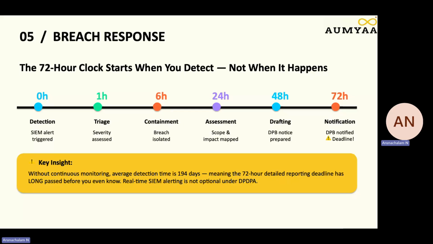Key insight, and I want to leave you with this: without continuous monitoring, the average 194-day detection time means the 72-hour window has closed by months before you're even aware there is a problem. Real time SIEM alerting isn't a nice to have under this law. It's the only thing that makes this timeline achievable at all.